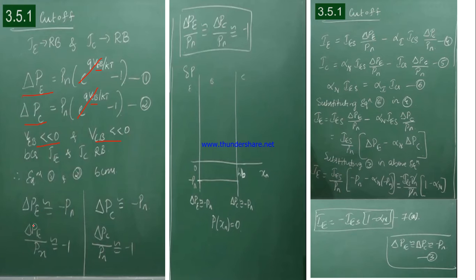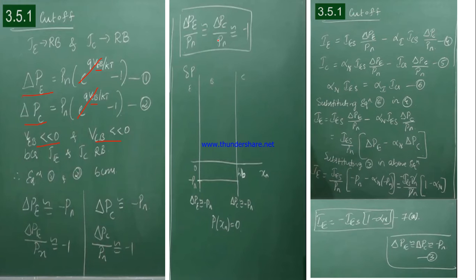So if I take this to the denominator, delta PE by Pn is approximately equal to minus 1, and delta PC by Pn is also approximately equal to minus 1. So as these two are equal to minus 1, we can equate both.